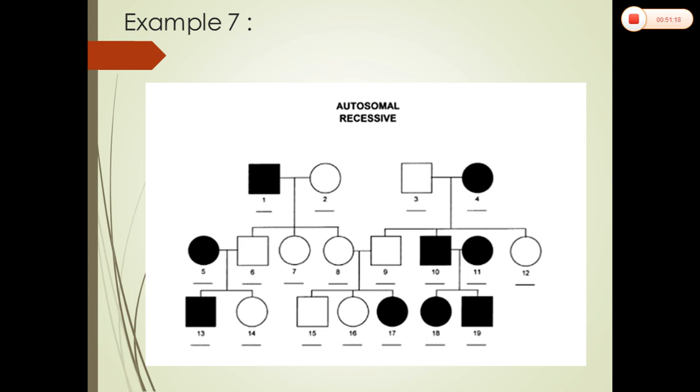Here also you can see, if one parent is affected, and that affected parent gives rise to normal progeny, it means the trait is recessive. Males are affected, but that male is not transferring the trait to the daughter, meaning it is not sex linked. In that case it is autosomal recessive. Fine. Let's see the next example.